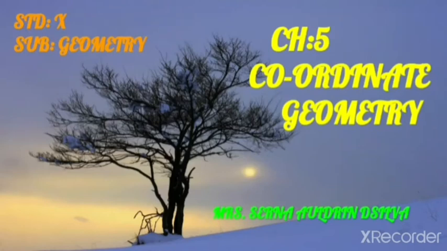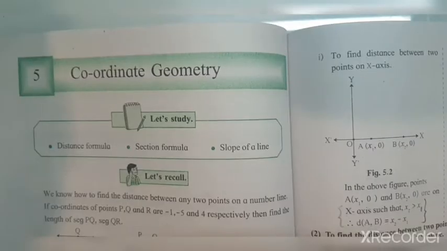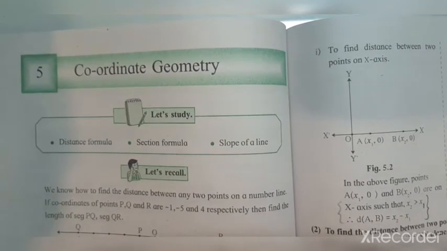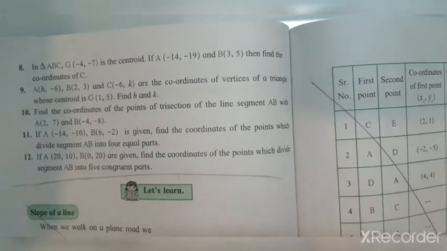Let's begin with chapter 5, coordinate geometry. In coordinate geometry, before we begin with the lesson, we will see which topics are deleted for this particular academic year. The chapter begins on page number 100, but we will go to page number 116.